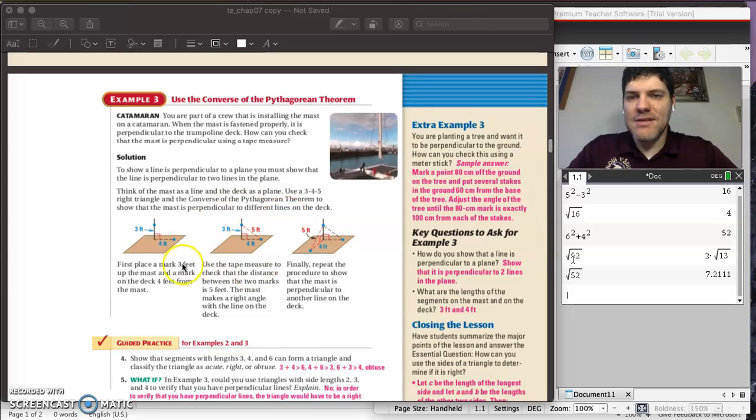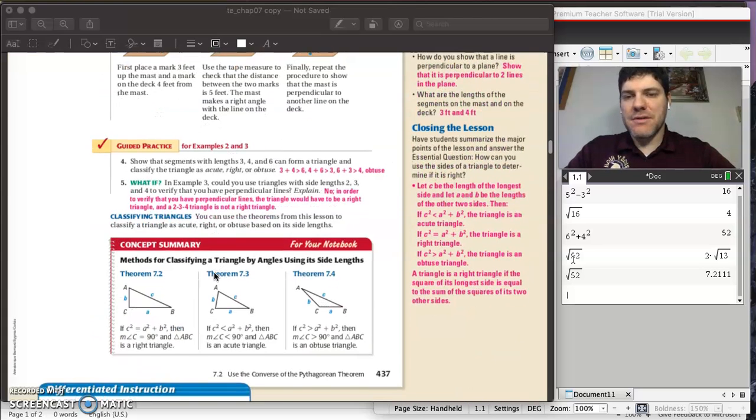They have an example of an activity we would have done in class where we could take two right triangles and determine if this line is exactly perpendicular or not. It's kind of a neat little use for the converse of the Pythagorean theorem, saying, do we have a right triangle based on the numbers?